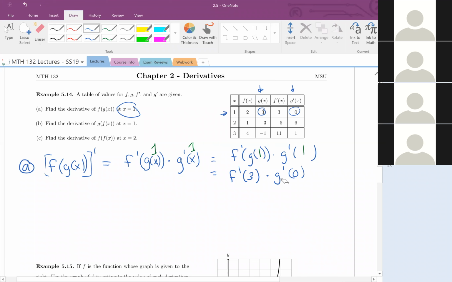Oh, whoops, we're not going to write g prime there anymore. We evaluated g prime. That is 0. And then f prime of 3 is 11. Okay, so we have 11 times 0, and that's just 0. And that's our answer for part A.